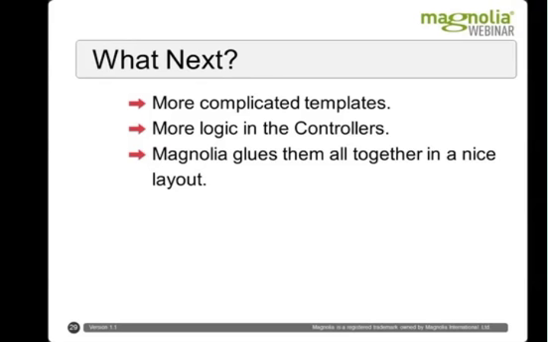Well, you can do a lot more with this. I haven't touched any of the complexity, and I haven't used any of the power really that Java has. So you can create more complicated templates with more elaborate HTML, or you can add more logic to the controllers. I think the smart place to put in some of the date control logic would be in the controller that would filter through them as they come by. But then Magnolia is going to glue them all into a nice layout.